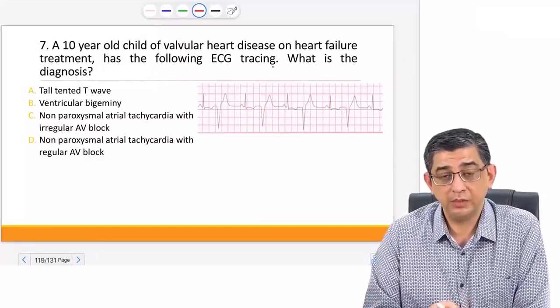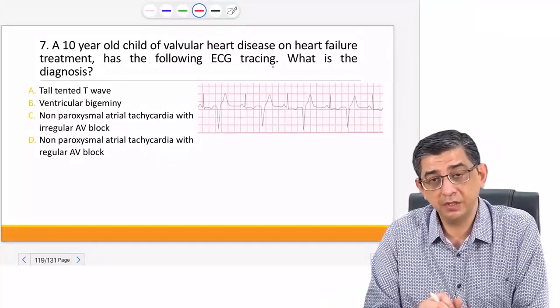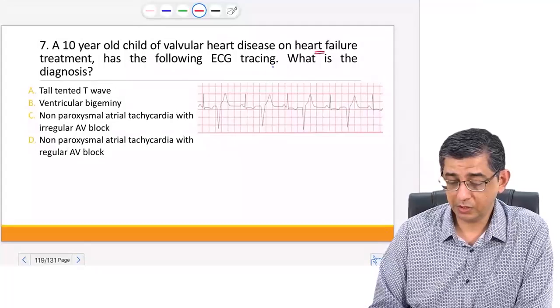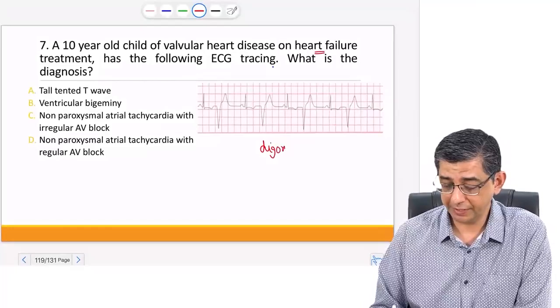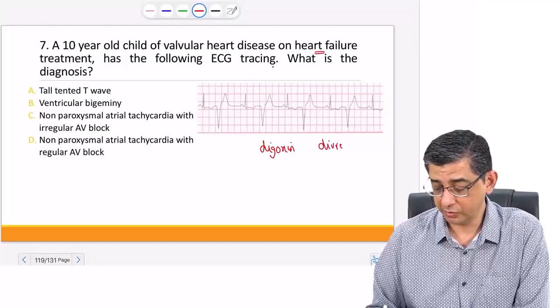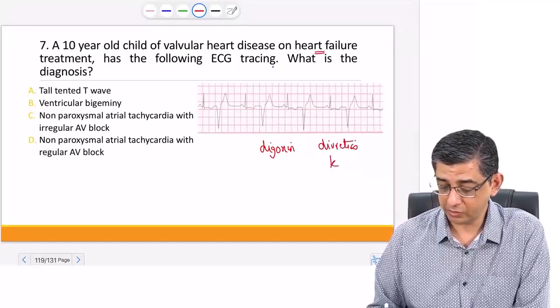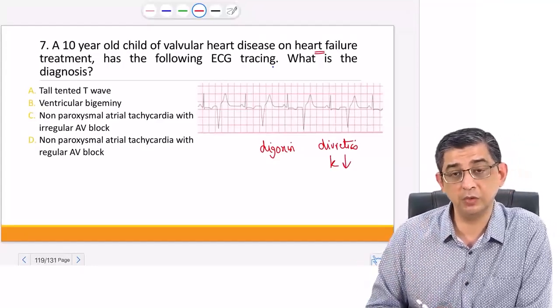The next question talks about a child with valvular heart disease on heart failure treatment, with the ECG tracing given. Now, the first and foremost thing is, if a kid is in heart failure, what are the drugs that are used? One of them used in pediatric congestive heart failure is digoxin, and the second is diuretics. And I'm aware that diuretics cause hypokalemia. So my thought process is, is this ECG showing evidence of hypokalemia?